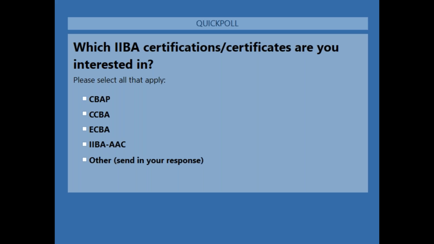Let's see, where is that poll? How many people? 70% have voted. Most, 70%, are CBAP, 14% CCBA, 10% ECBA, 10% AAC, and 14% other. So if you are interested in something else, let me know. Or if you just don't know yet, and you're here to find out different information, that is very cool. And hopefully we can help with this chat.